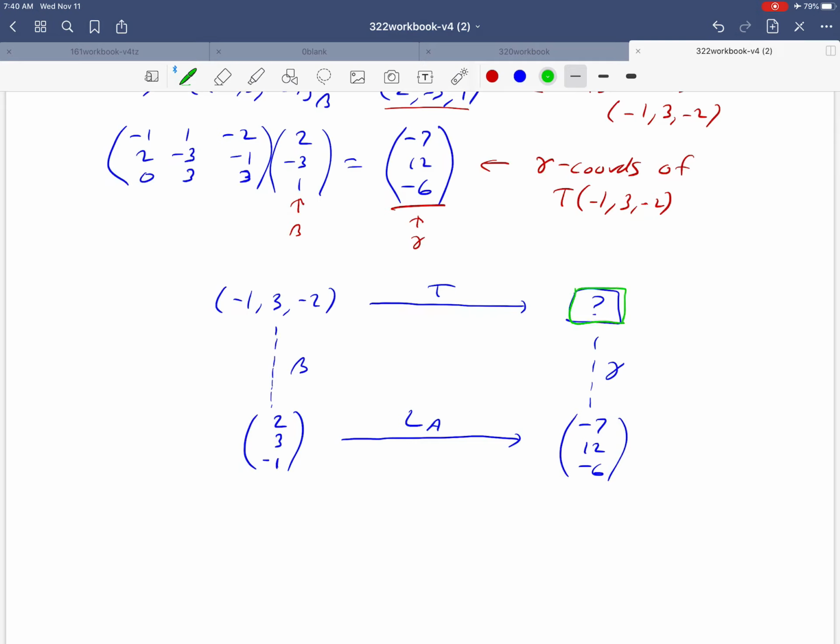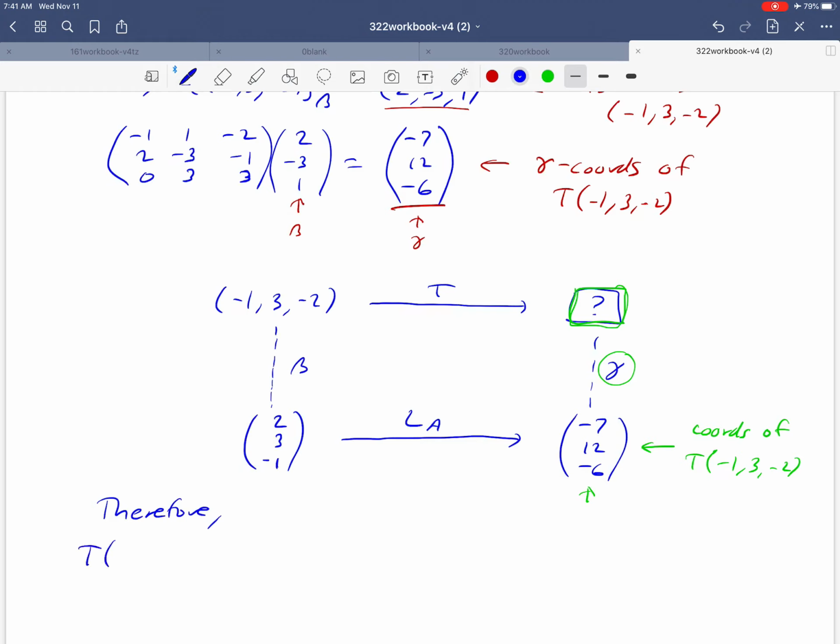Well, the key is to remember what this calculation is telling us. -7, 12, and -6, those are the coordinates of the output that we're looking for. Even though this vector doesn't tell us directly what goes in the box, it tells us exactly how to build it. The -7, 12, and -6 are the coefficients on the basis gamma that will give us our output.